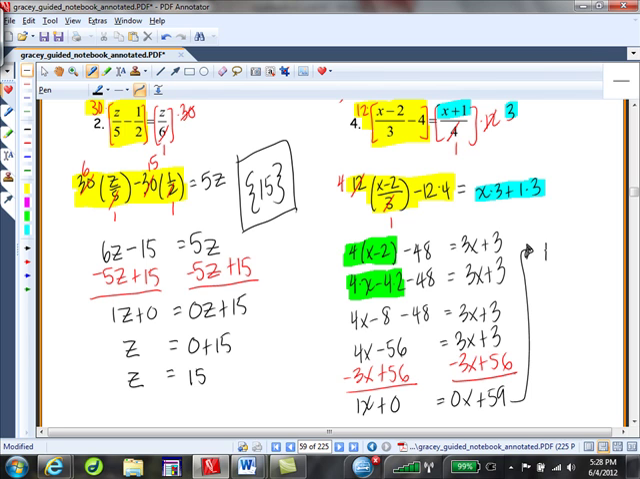And then this just gives us a result of x is equal to 0 plus 59. X is equal to 59. And you box your final result. Okay.